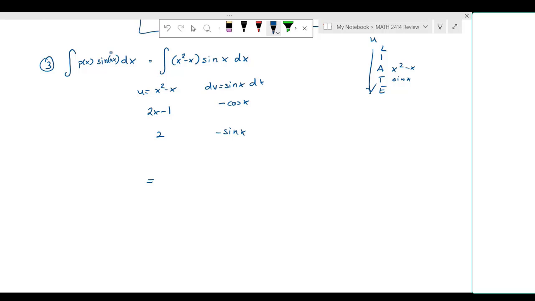But you would get u times v minus, according to the formula, the antiderivative of v du.